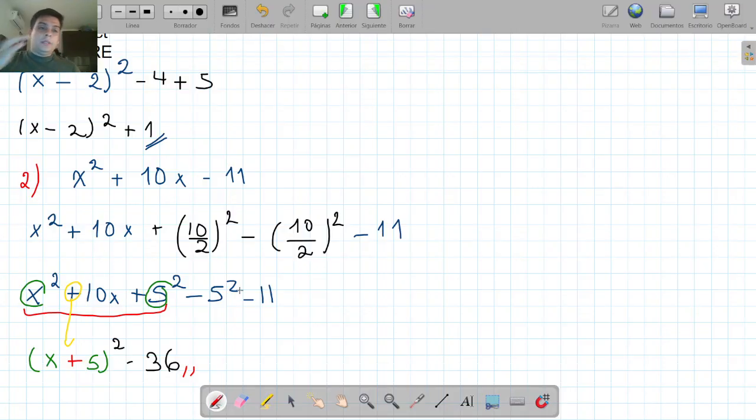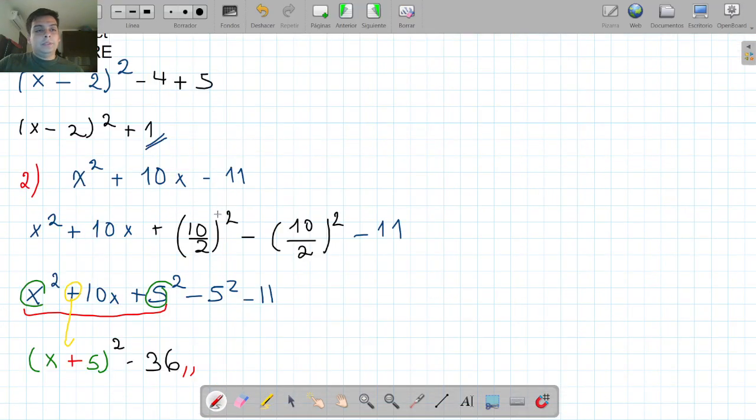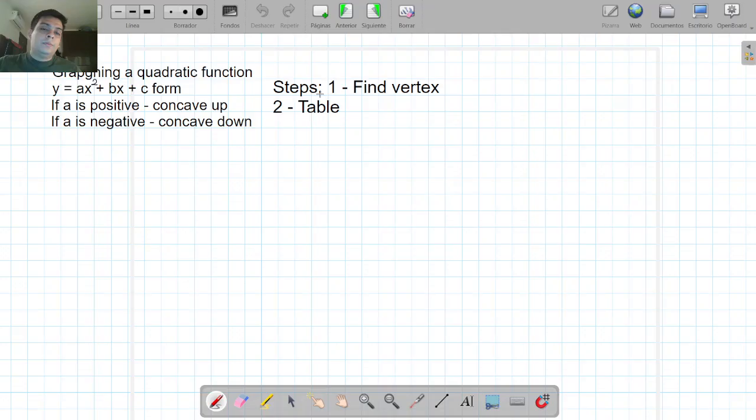Okay. The class of tomorrow is going to be more related to this complete square. Also, we are going to see some graphing a quadratic function.